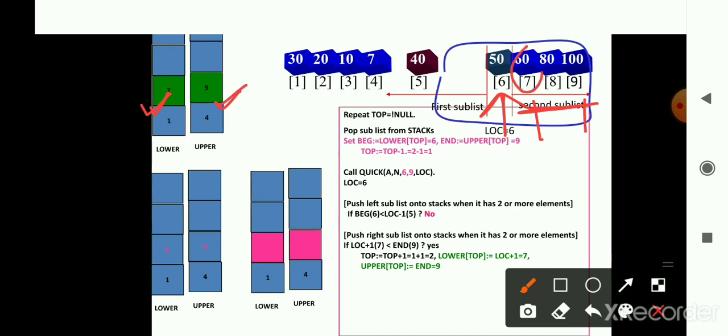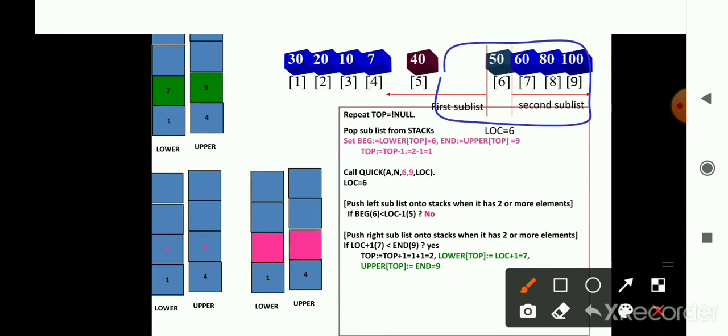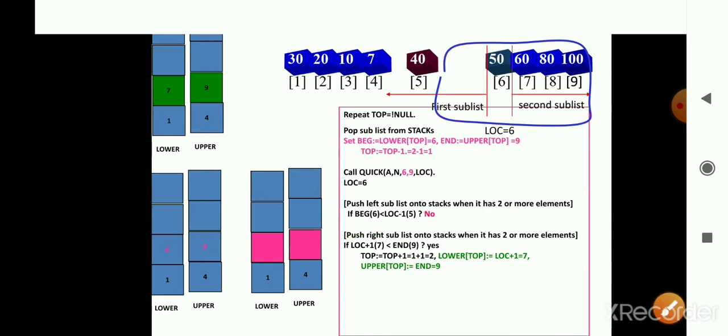Again we are going to put the pivot, that is equal to 60, and again we are going from left to right here. We are going to search from right to left for a small value. There is no small value, so that 60 is at its proper position. So the next element into the stack will be 8 and 9. So that is how the stack is going to be modified. Always the values for the list are updated there. That is, lower and upper values are updated, and it will go until the last element.